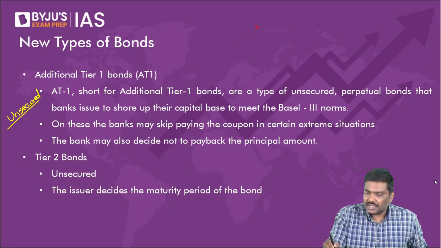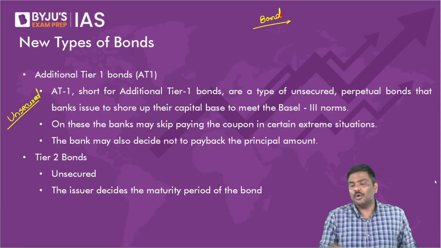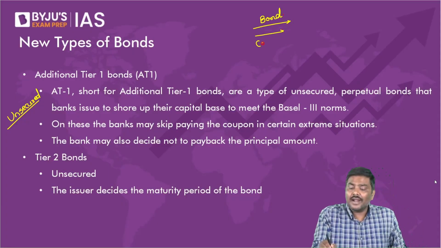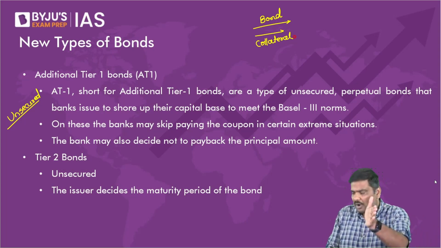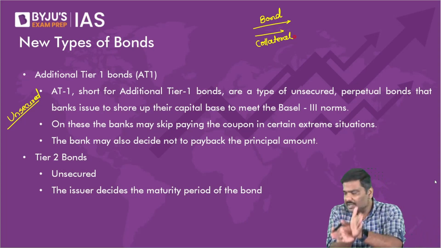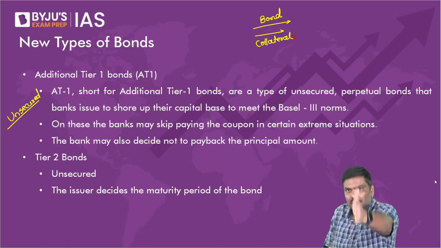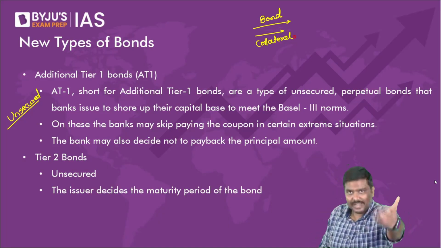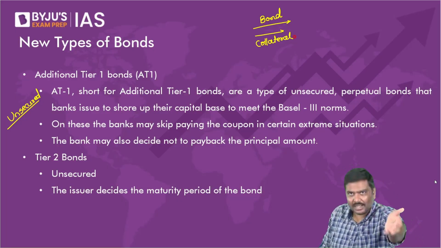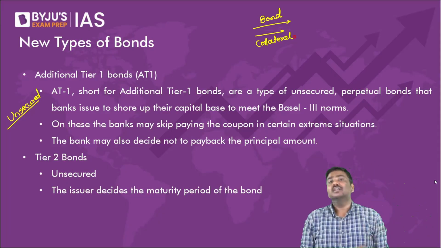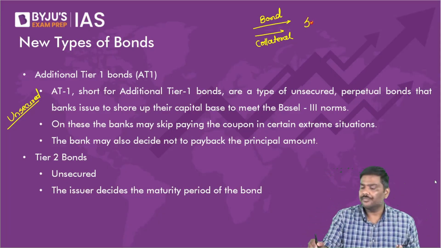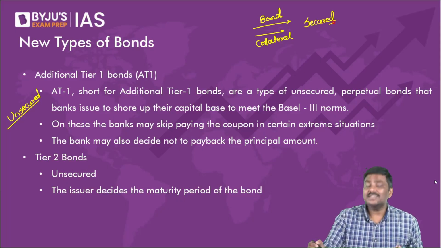Imagine a bond is issued, and related to the bond, a security or collateral is provided. Very simple. What is the meaning of it? Imagine I will issue a bond to you. If I don't pay the repayment, if I don't pay the money back, you can take over the collateral, the security. This is called secured.